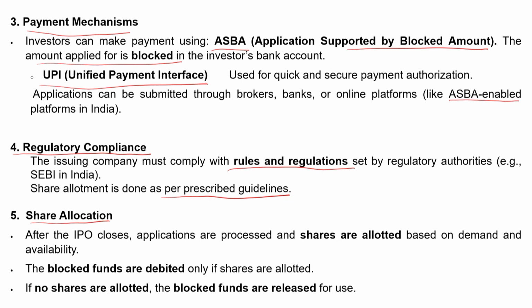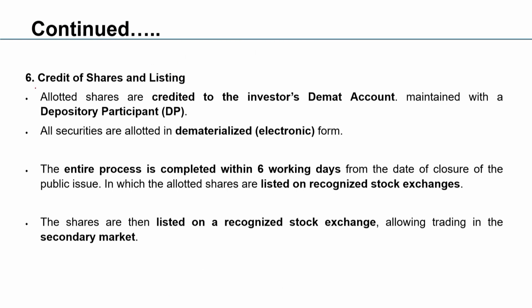In the share allocation process, when the IPO closes, applications are processed on the basis of the information and payment mechanism used by the investors, and then the shares are allotted on the basis of demand and the availability of the number of shares with the company. The blocked funds are debited only if the shares are allotted to an investor. If no shares are allotted, then the blocked funds are released for them to use in other investment purposes. After that, credit of shares and listing are done. So allotted shares are credited to the investor's demat account through a depository participant, and all the securities are allotted to them in electronic form, which is commonly known as the dematerialized form.